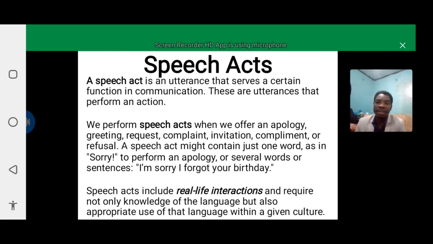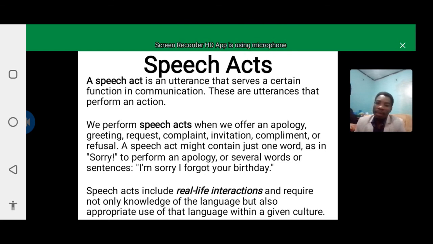Another concept is speech acts. A speech act is an utterance that serves a certain function in communication. These are utterances that perform an action. So through these speech acts, we can perform an apology, greeting, request, complaint, invitation, compliment, and sometimes even refusal when you are refusing something. So we can perform these by using speech acts.